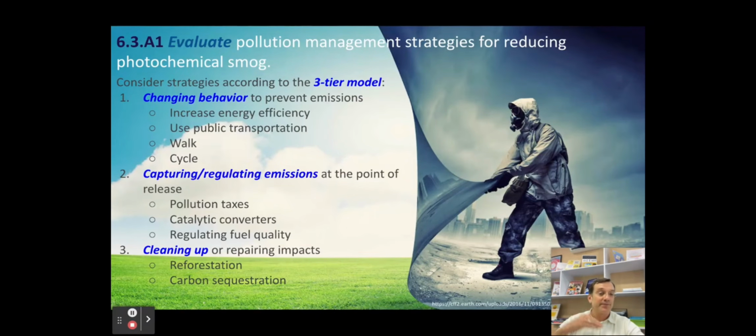So to recap, 3 tiers of pollution management strategies for photochemical smog: change your human behaviors, walk or cycle to work, use public transportation, increase the energy efficiency. Tier 2, capture or regulate the emissions, cap and trade, tax the pollution, install catalytic converters, install scrubbers on industrial smokestacks, regulate the quality of the fuels. And then tier 3 is you clean up the environment predominantly through reforestation activities, or potentially a technocentric approach of carbon sequestration through an industrial process.